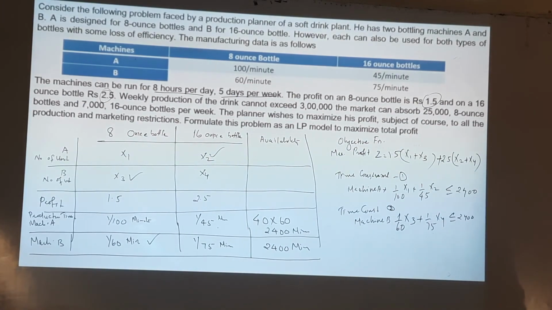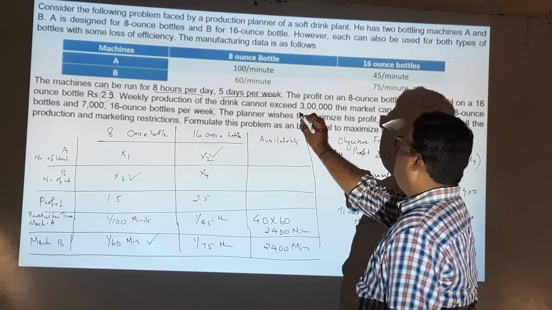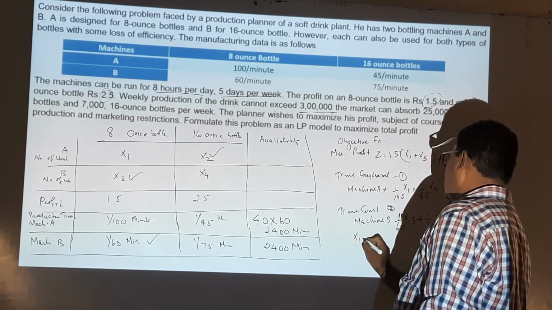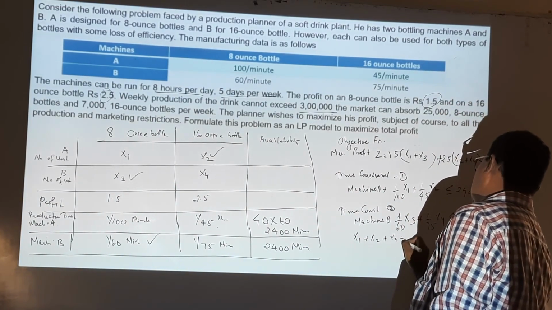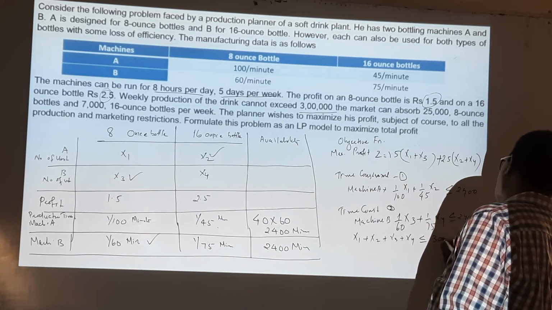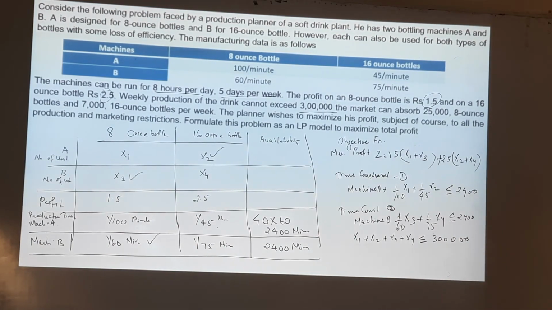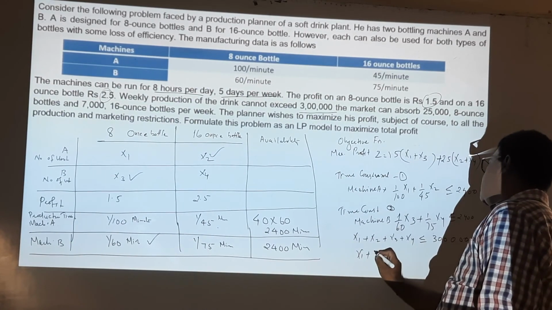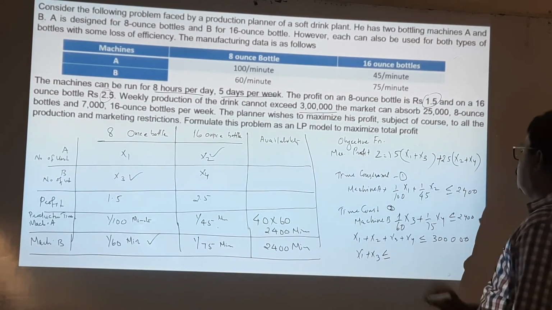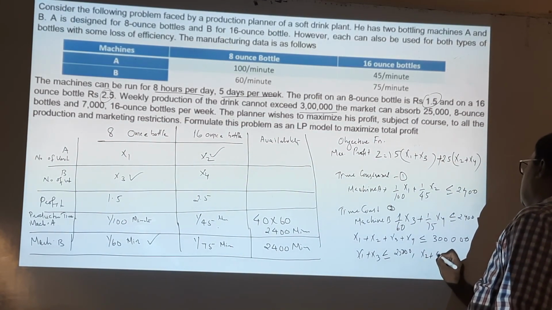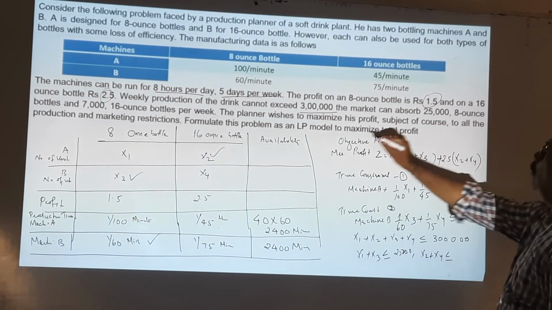Now we have certain other things also. How much can we maximum produce? 3 lakhs. That means how many bottles do you manufacture? X1 plus X2 plus X3 plus X4 is the total number, and that will be less than or equal to 3 lakhs, 300,000 bottles. And what is the 8 ounce bottle? 8 ounce bottle is X1 plus X3, which will be less than or equal to how much? 25,000. That is the maximum. And similarly X2 plus X4 will be less than or equal to how much? 7,000.